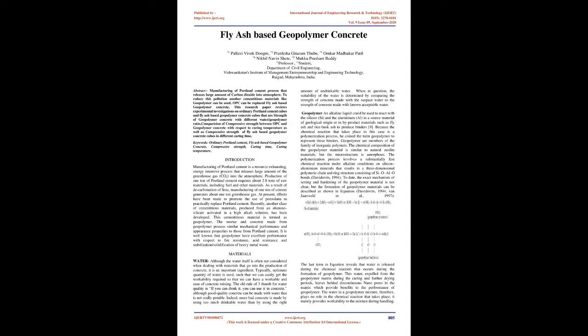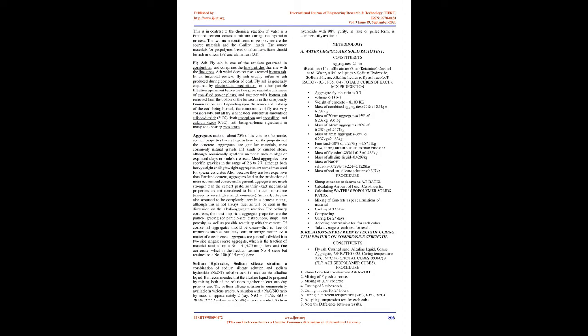Efforts have been made to promote the use of pozzolana to practically replace Portland cement. Recently, another class of cementitious materials, produced from an aluminosilicate activated in a high alkali solution, has been developed. This cementitious material is termed geopolymer. The mortar and concrete made from geopolymer possess similar mechanical performance and appearance properties to those from Portland cement. It is well known that geopolymers have excellent performance with respect to fire resistance, acid resistance, and stabilization/solidification of heavy metal waste.